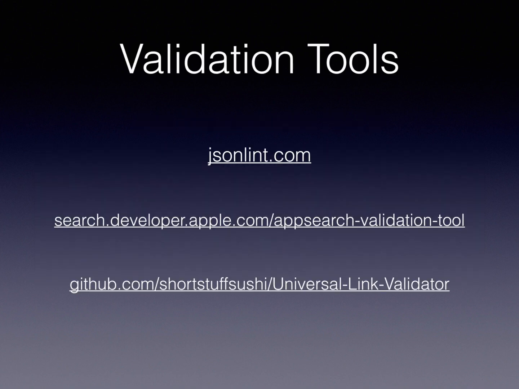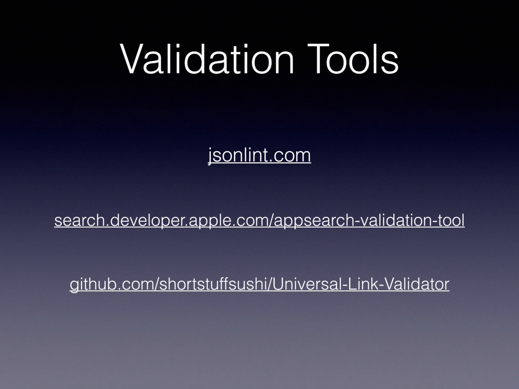There are a couple of validation tools which help with that. I put JSON lint there because this is a JSON file. You might mistype some closing bracket or something, so run it through JSON lint so that you know, okay, my JSON is correct. And then there are a couple of validation tools that allow you to check is everything correct with the signing, with the hosting, and so on.